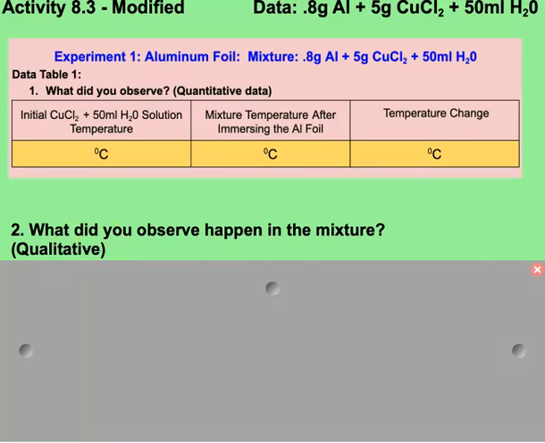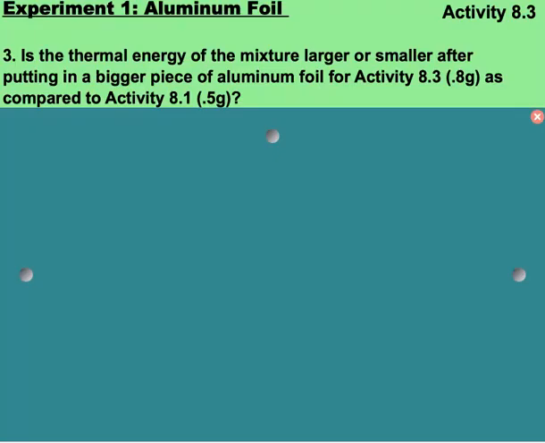All right, so now that you've recorded your data and you recorded what happened in number 2, go ahead and answer the next question, please. Number 3: is the thermal energy of the mixture larger or smaller after putting in a bigger piece of aluminum foil, for activity 8.3, 0.8 grams, as compared to activity 8.1, 0.5 grams? If you need to go back to activity 8.1 to look at the temperature change, go ahead and do that. While you're doing that, you can go ahead and pause the video.